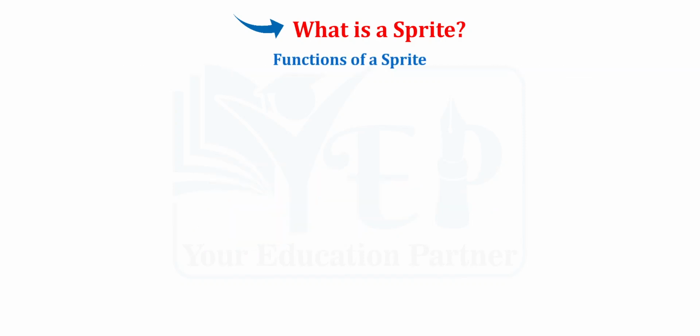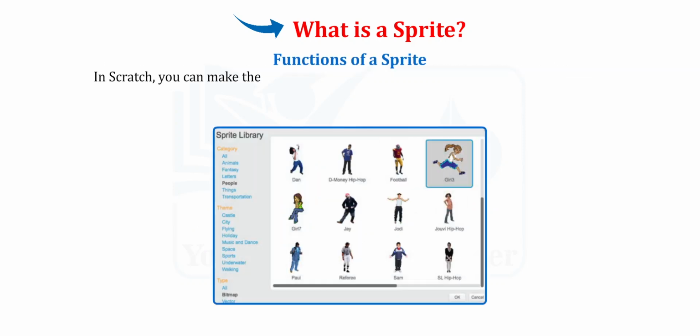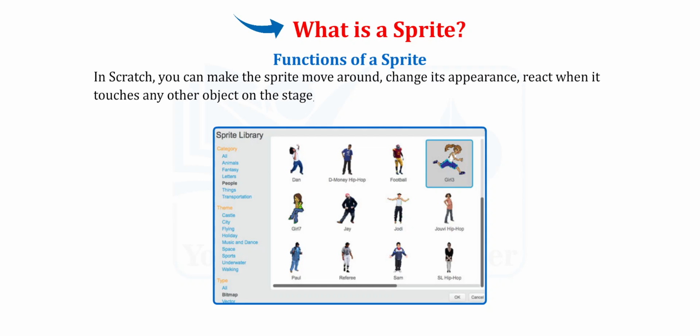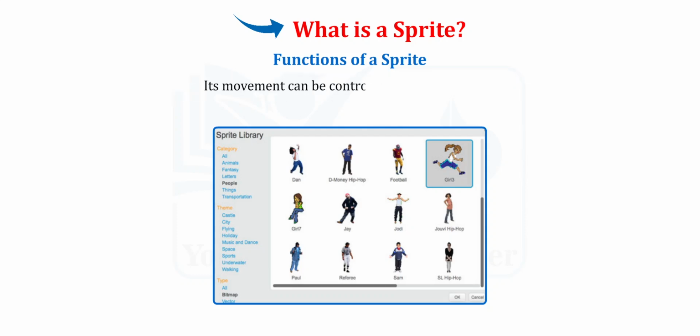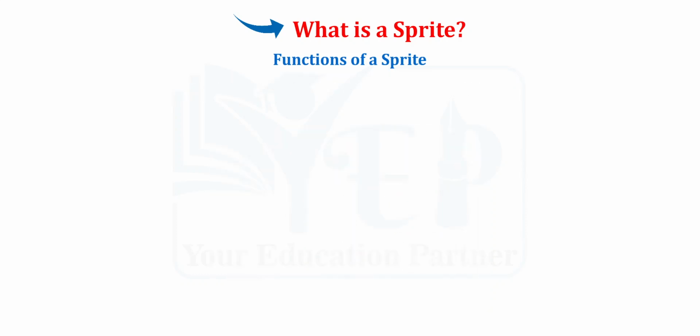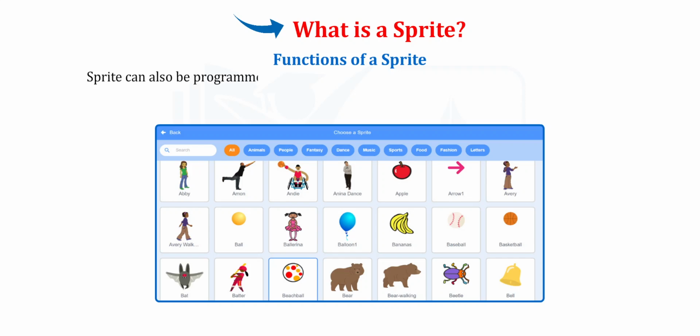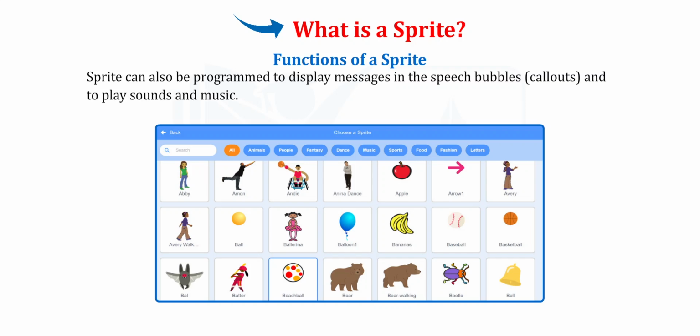Functions of a sprite. In Scratch, you can make the sprite move around, change its appearance, and react when it touches any other object on the stage, using different blocks. Its movement can be controlled using a keyboard. A sprite can also be programmed to display messages in speech bubbles and callouts, and to play sounds and music.